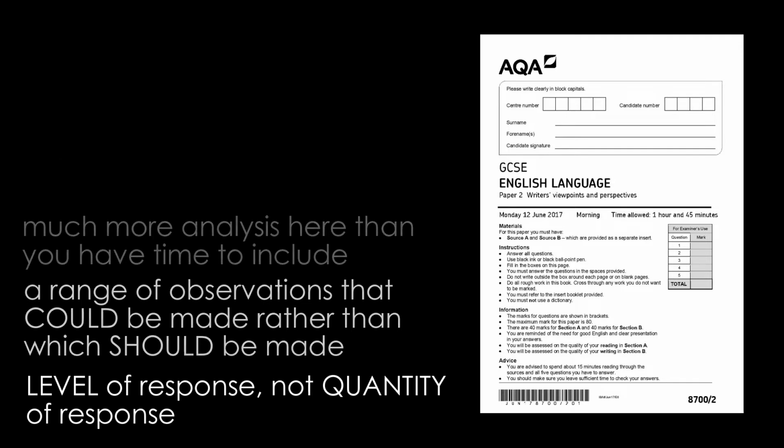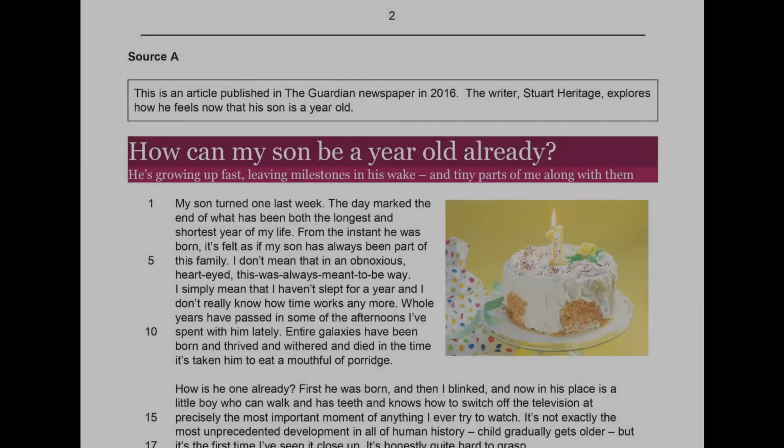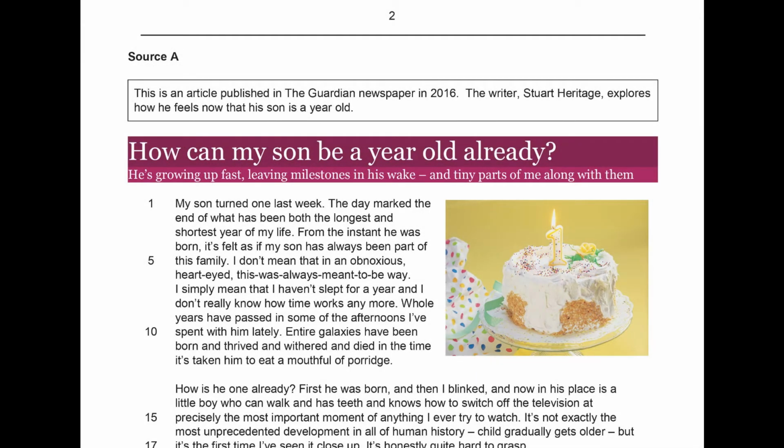So to start, here are the source materials if you don't already have them printed out. Don't forget to read the introductory section at the top of the articles, as they will help you put what you read into context.